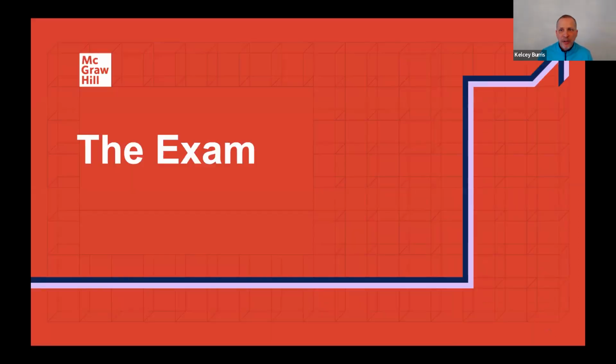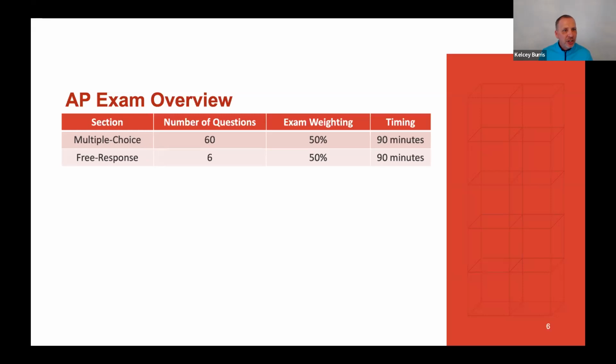So our first order of business is we're going to talk about the exam itself. It's very important that you understand the structure of the exam. For the AP exam, there are two sections. There is a multiple choice section, which consists of 60 multiple choice questions. It carries a weight of 50%, and you'll have 90 minutes to complete that part of the exam. Then it is followed by a free response section, which includes 6 questions. 50% of the exam is the free response questions, and it's 90 minutes. We will dive into the structure a little bit more.